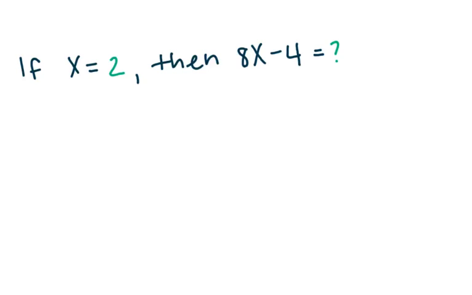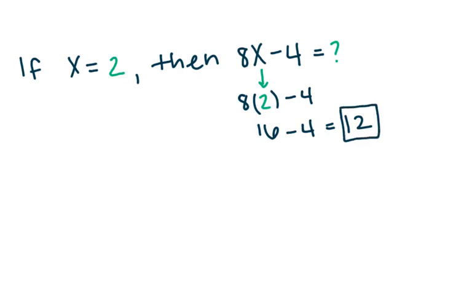Okay, so when most of you see a question like the one written here, you don't hesitate at all. You know exactly what to do. And you say, well, Miss Wright, that means that this x is actually a 2. So this becomes 8 times 2, which is 16. And we're subtracting 4 from this, which gives us 12.